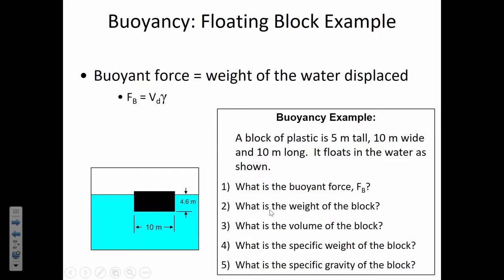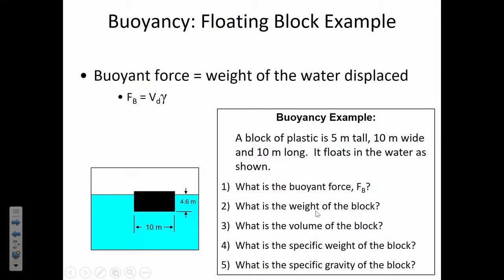So here's just one of those examples. What I'd like you to do is consider this plastic block, and from the dimension drawing and the description here, you can see that it's partially submerged. And based on the way that it's floating, we can answer a lot of questions about that block. We can figure out what's the buoyant force. We can figure out the weight of the block by doing a force balance.